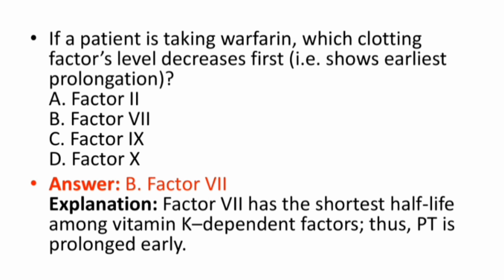If a patient is taking warfarin, which clotting factor level decreases first, that is, shows the earliest prolongation? Option A, factor 2. Option B, factor 7. Option C, factor 9. Option D, factor 10. The correct answer is option B, factor 7. Factor 7 has the shortest half-life among the vitamin K dependent factors. Thus, prothrombin time is prolonged early. Factor 7 level decreases first when a patient is taking warfarin.